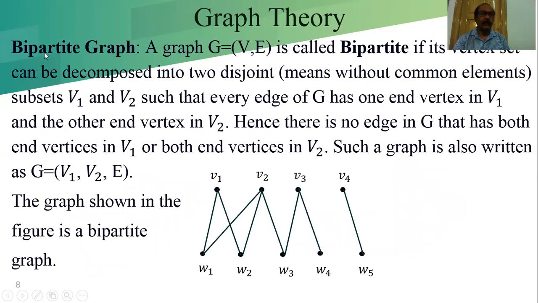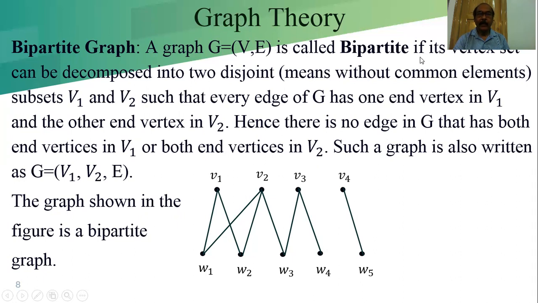Another type of graph is known as the bipartite graph. What is called a bipartite graph? A graph G(V, E), where V means the vertex set and E is the edge set. So we are considering a graph G with the vertex set and the edge set. The vertex set can never be null. The edge set may be null in a graph.